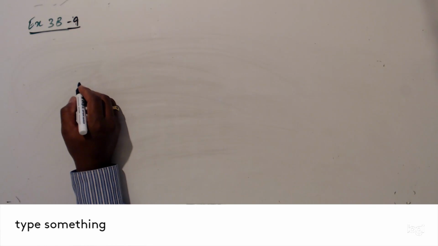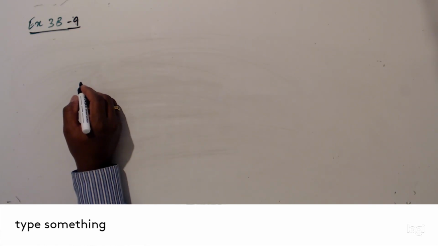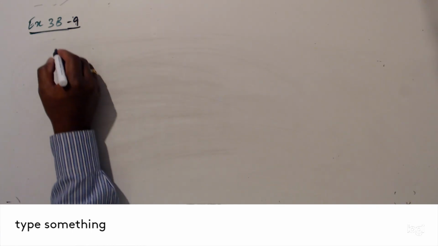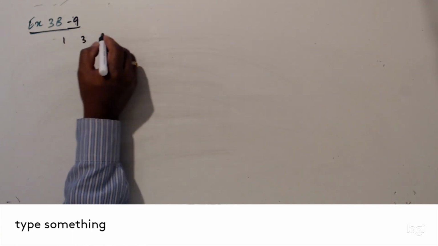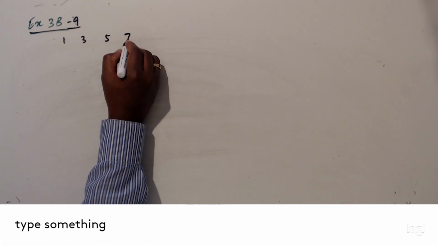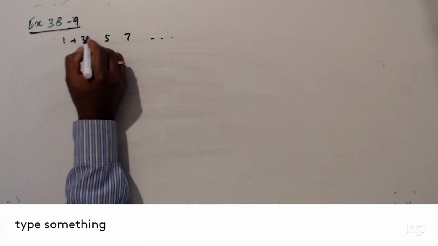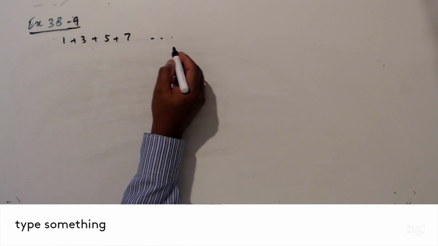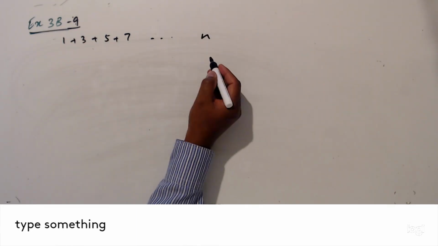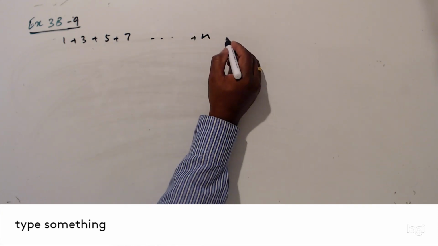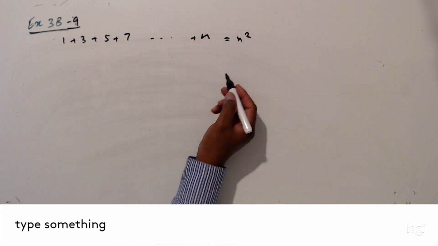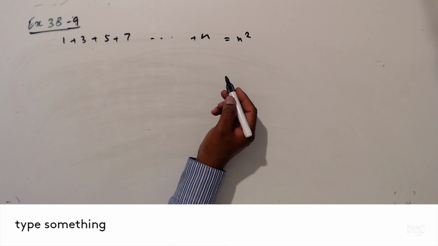Question number 9. Prove that the sum of the first n odd numbers is n square. First n odd numbers: 1, 3, 5, 7, and so on. So 1 plus, now it is a series up to n. When you add, the answer is n square. This is what we want to show.